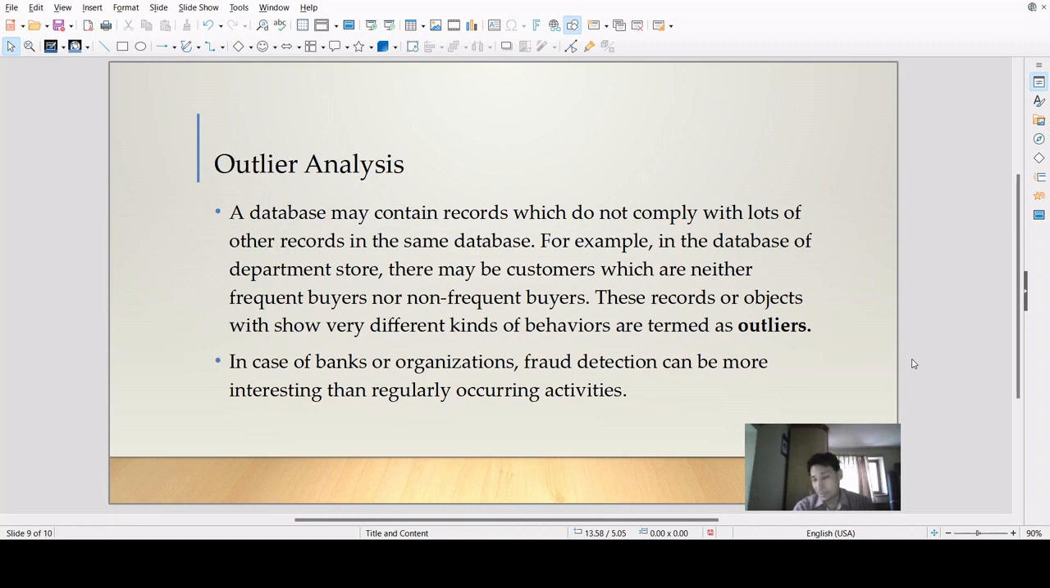In the case of banks or organizations, fraud detection can be more interesting than regularly occurring activities. In the bank, customers come to cash their checks and deposit money. There will be some kind of pattern in their withdrawal or deposit habit, but sometimes it may be possible that their regular pattern deviates. We may be able to see some kind of deviation within the customer's withdrawal or deposit pattern. That deviation will not belong to a particular cluster.